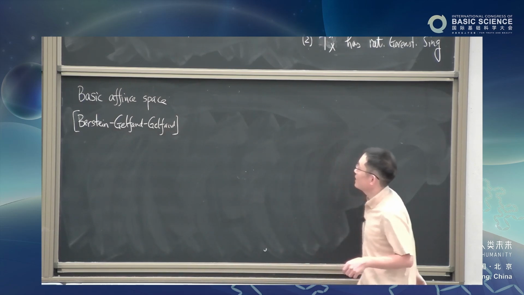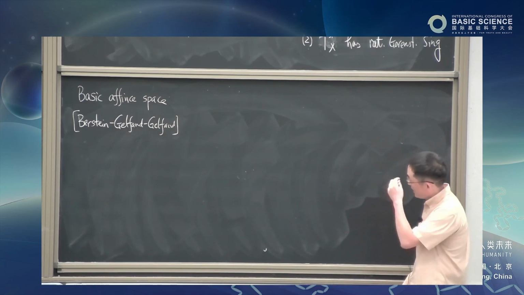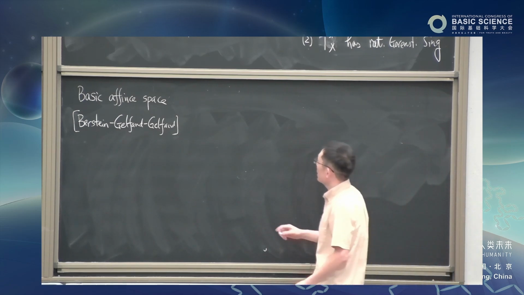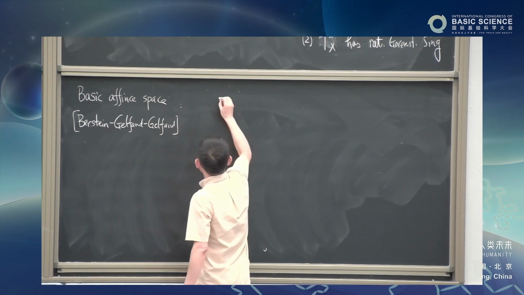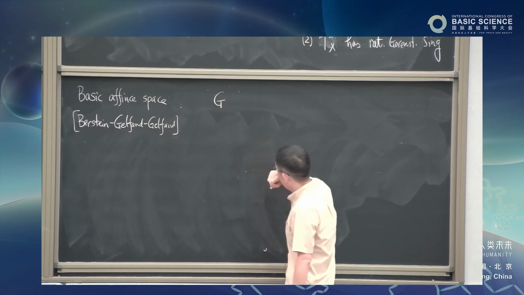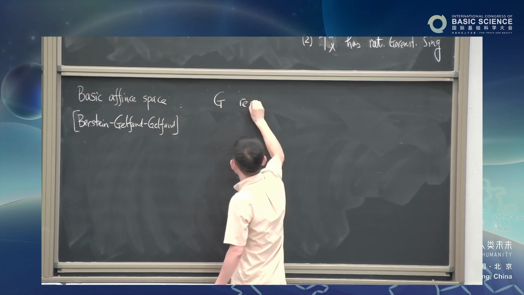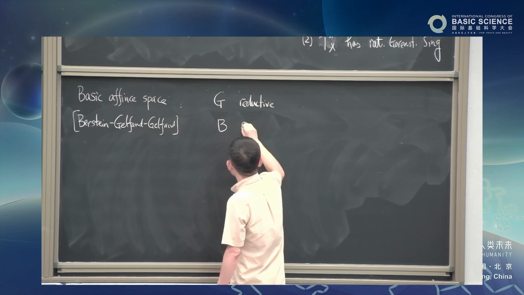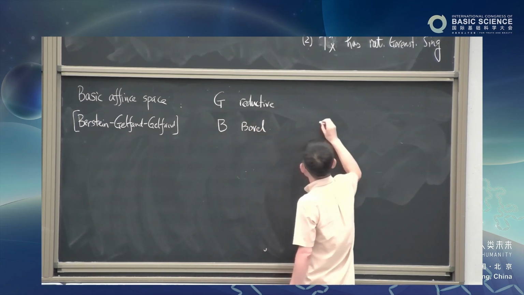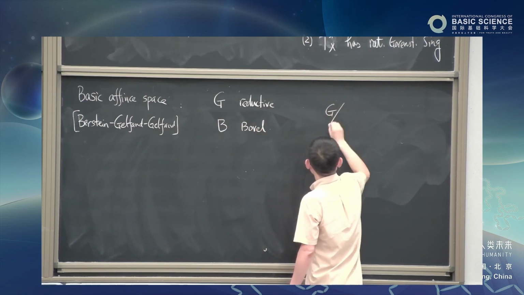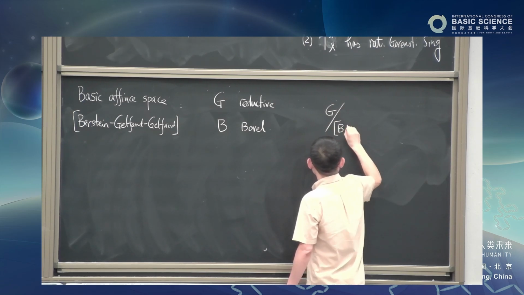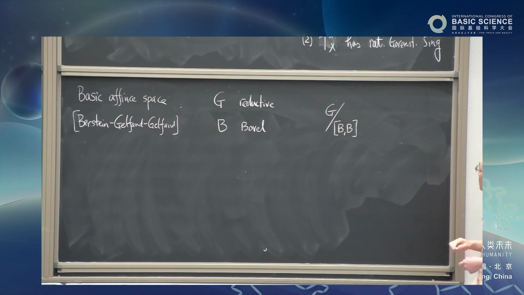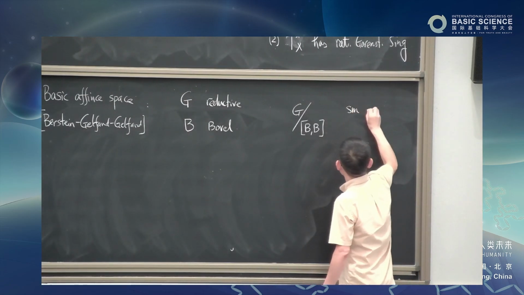In fact, this space is not affine. Yeah, it's quasi-affine, but it's called the basic affine space. This is very important in representation theory. And what's this? So you take any reductive subgroup in a reductive group. So this is reductive. And then you take the Borel subgroup, and then you consider this G mod B'. So this is called a basic affine space. And this is only quasi-affine, smooth quasi-affine.